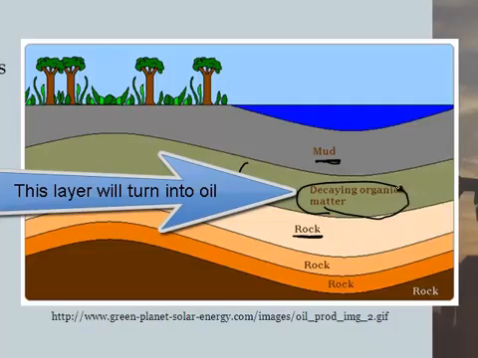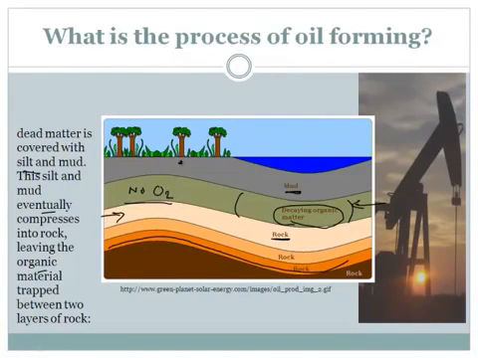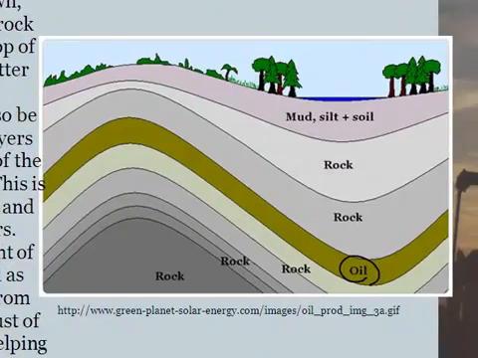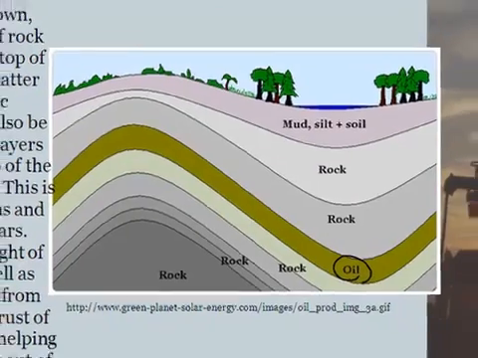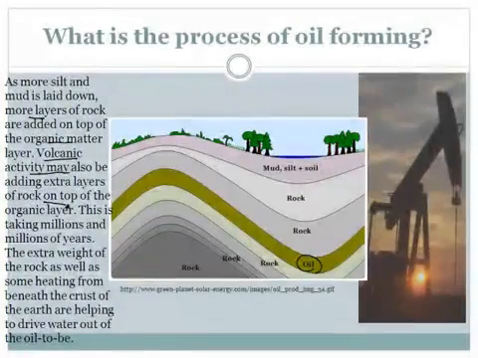So now we've got this decaying organic matter. It's important that there's no oxygen, or no O2, involved. Otherwise, it would just oxidize into the air. But if there's no oxygen, oil can get formed. Now, notice that the layers are tilted, right? This orange down here is tilted. That's probably caused in this case by some compression from plate tectonic activity. And now it's turned into oil down here. As more silt and mud is laid down, more layers of rock are added to the top of the organic matter. Possibly some volcanic activity may also be adding extra layers of rock on top of the organic matter.